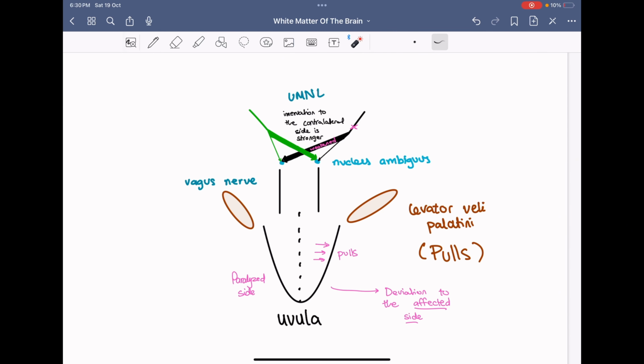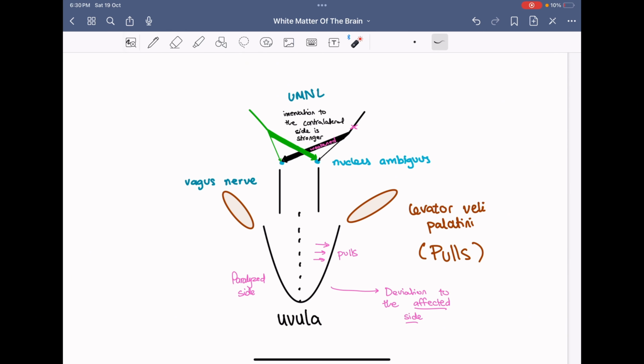But the contralateral fibers are stronger, meaning the dominant effect on the left nuclei is coming from the right side of the cortex. That's why I made these very thick and these very thin. That means that the right side of the cortex has a dominant effect on the contralateral nuclei, and this is very important when we talk about upper motor neuron lesions. So innervation to the contralateral side is stronger.